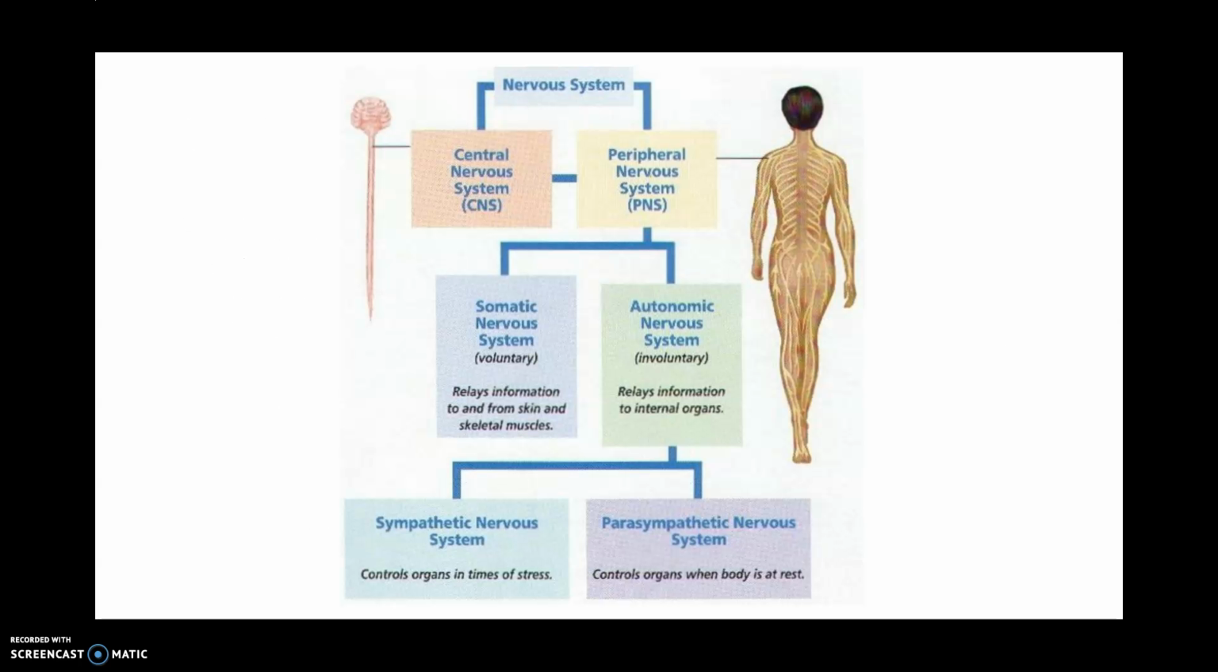So we can see those divisions here. Our nervous system right here with our brain and spinal cord, our central nervous system. Our peripheral nervous system is all the nerves that are going to come from our brain and spinal cord. These two divisions, our voluntary or our somatic, is going to be skin and skeletal muscles, autonomic, involuntary for internal organs. Again, another break off is our sympathetic, which is stress, and parasympathetic is when we are at rest.